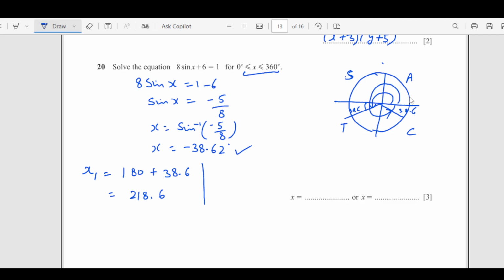Okay, so the first one here is 38.6. So this is 180 plus 38.6. Another one is we are looking for this one. This is 360 minus 38.6. So this angle is 321.4. Now both these angles are between 0 and 360. So this is going to be 218.6 and 321.4.